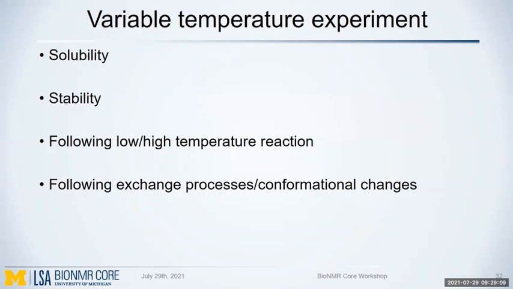Okay, so then we'll just cover a little bit on variable temperature experiments. Those are also 1D experiments that you run at different temperatures. For example, if you want to increase the solubility of your sample, you may want to increase the temperature to help your compound dissolve in your solvent. And for some compounds, you may want to decrease the temperature to help increase stability. Also, if you are following low or high temperature reactions, or if you are following exchange processes or conformational changes, you may want to change the temperature of the experiment and see how the peaks in your spectrum change.